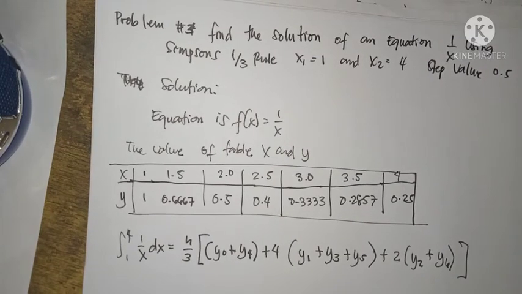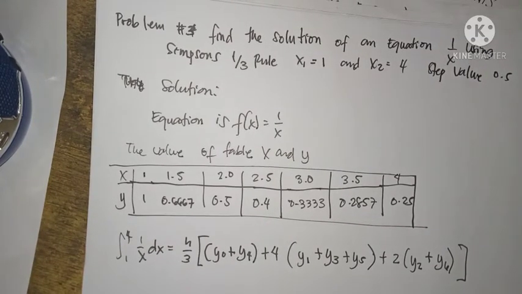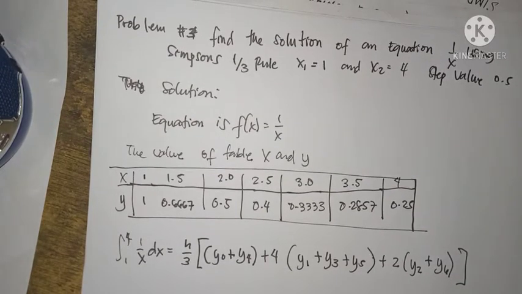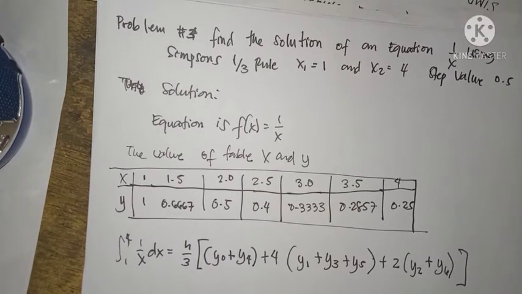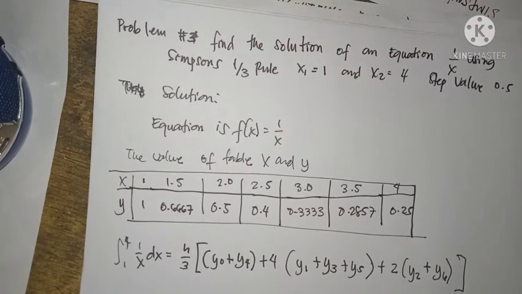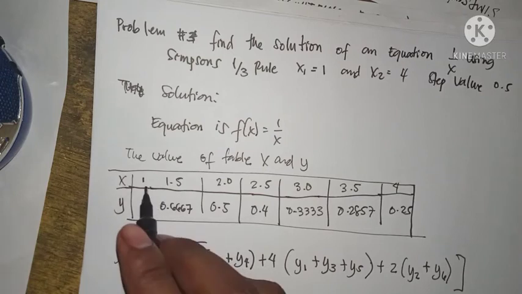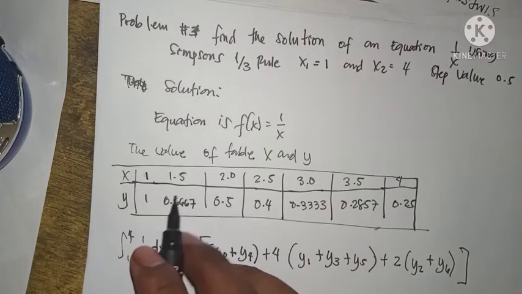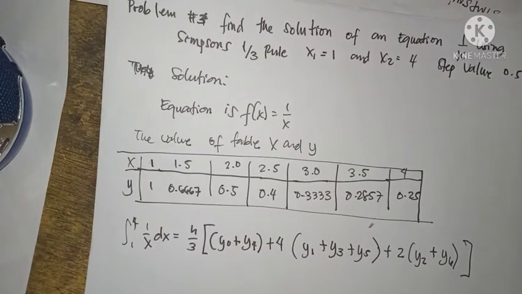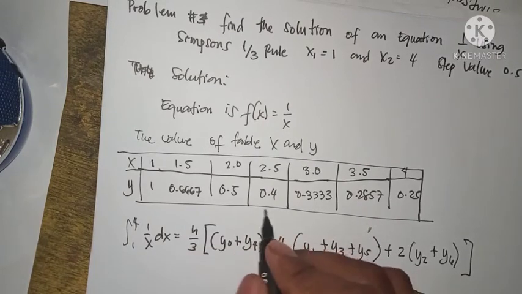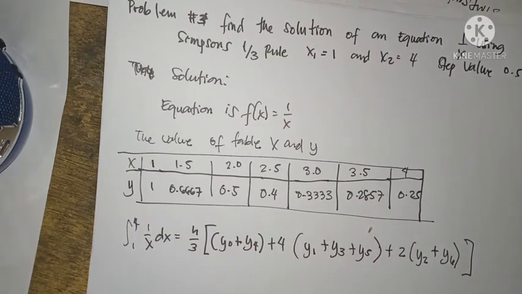For problem number 3, find the solution of the equation 1 over x using Simpson's 1/3 rule. x1 is equal to 1 and x2 is equal to 4. The step value is 0.5. So the function is f of x equals 1 over x. The table of x and y values is from 1 to 4, so we just add the step value 0.5. The values 0.6667, 0.5, 0.4 come from the table.